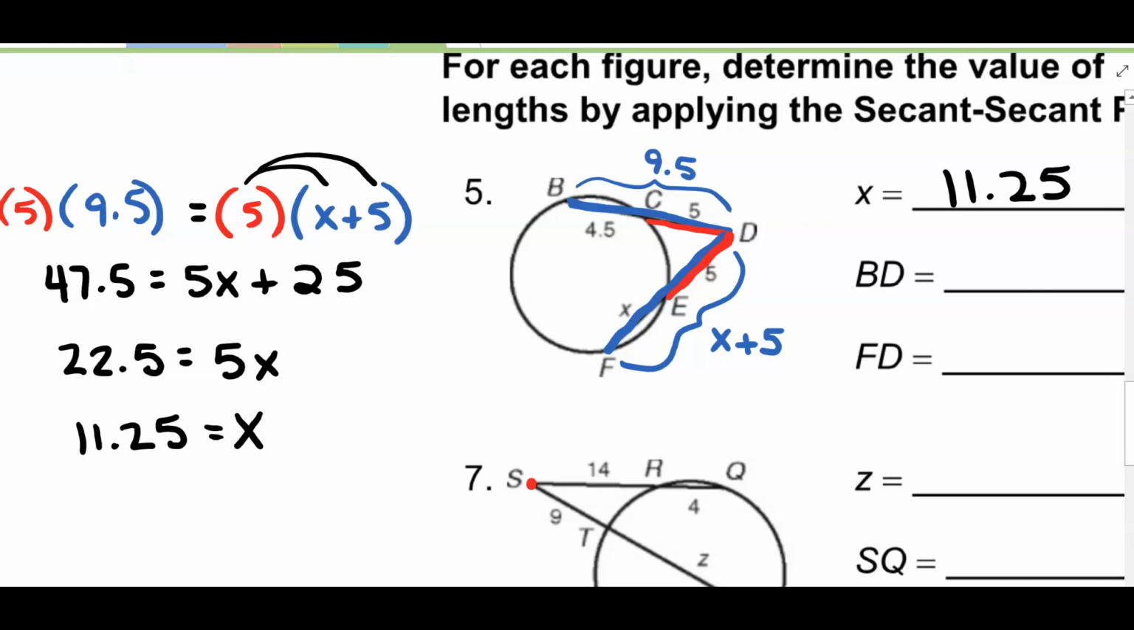Okay, so going to the other question now, the length of BD. Well, we actually already needed to know that in order to solve the problem in the first place. The length of BD is 9.5. And now the length of FD, well, now that we know that x is 11.25, the whole thing we said is 11.25 plus 5. So that's going to give us 16.25.